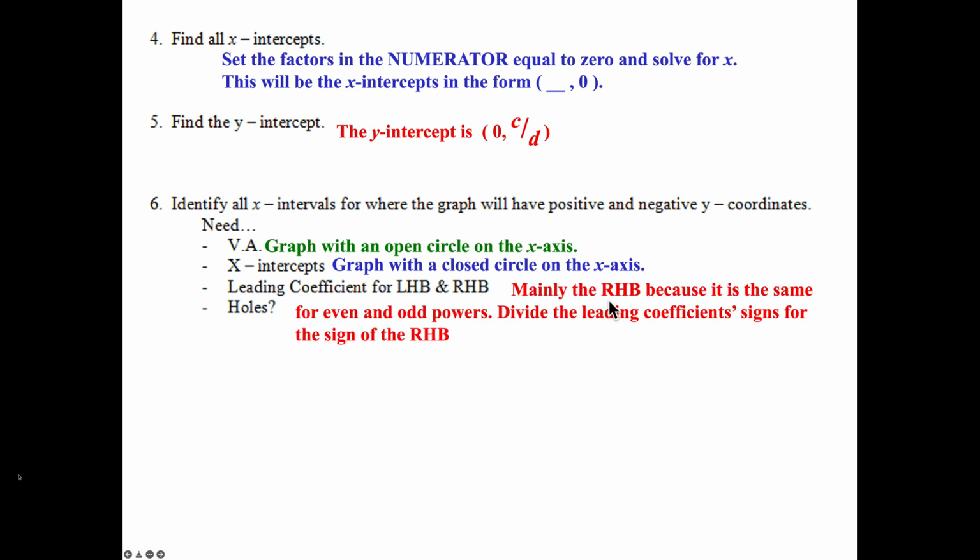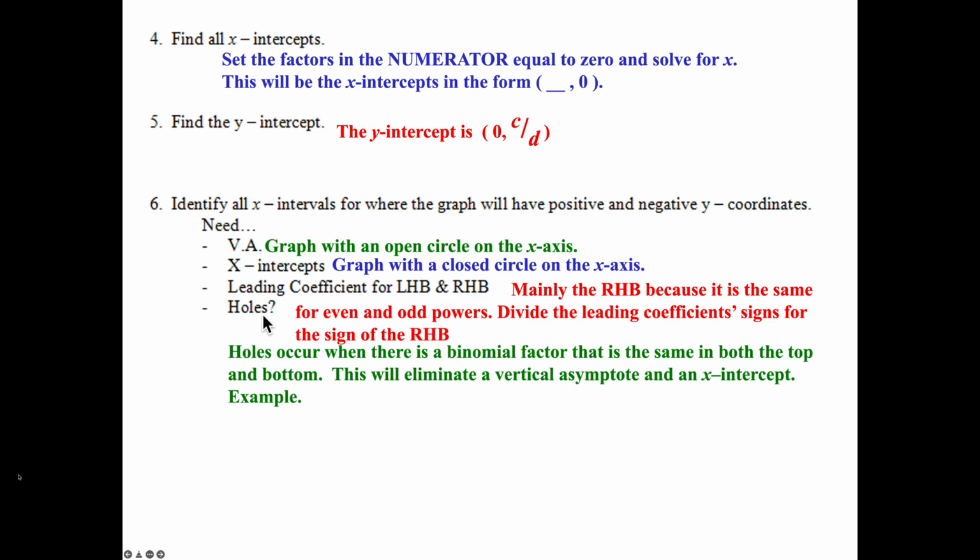So again, right hand behavior, like I said, was the same for both even and odd powers. That's important. I told you this was going to come back, so I wanted to say it again. And again, that comes from our leading coefficients. If I have a positive on the top and a negative on the bottom, a positive divided by a negative is a negative, so your right hand behavior is negative. And then you alternate the signs after all those circles.